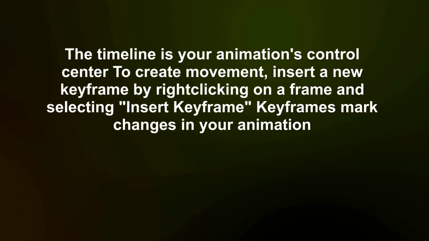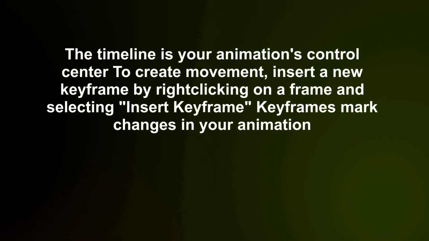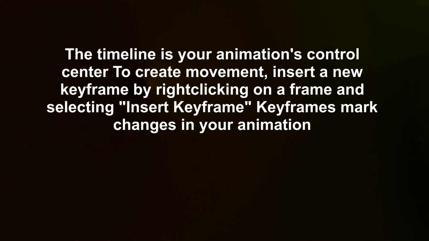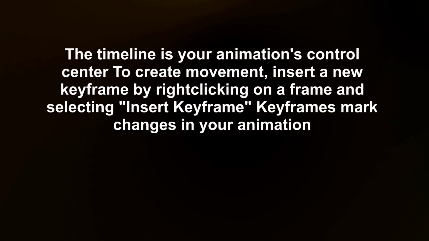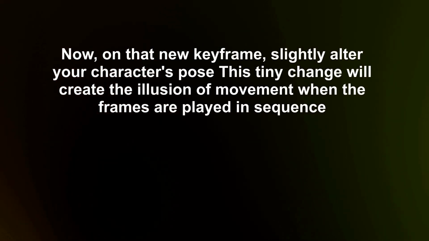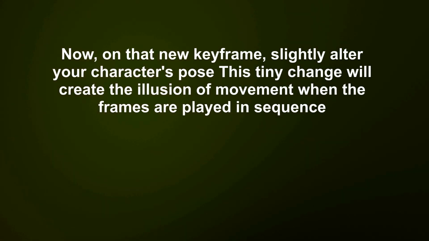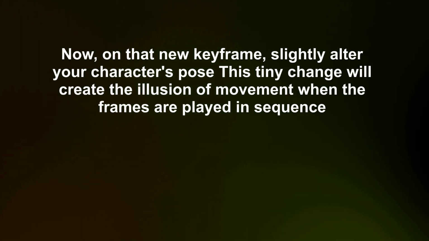The timeline is your animation's control center. To create movement, insert a new keyframe by right-clicking on a frame and selecting Insert Keyframe. Keyframes mark changes in your animation. Now, on that new keyframe, slightly alter your character's pose. This tiny change will create the illusion of movement when the frames are played in sequence.